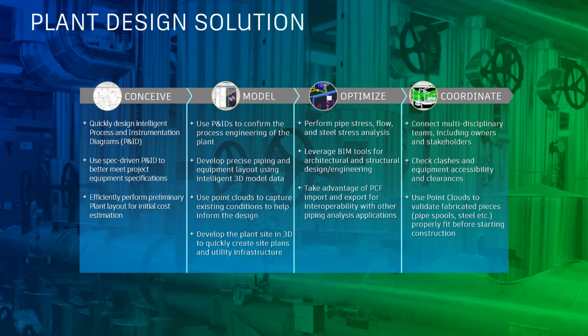And these specifications help us meet our project equipment specifications to a higher extent in this case. The third piece in the conceptual stage is if we could derive preliminary plant layout information for our initial cost estimation, which could make our conceptual stage pretty easy in this case.